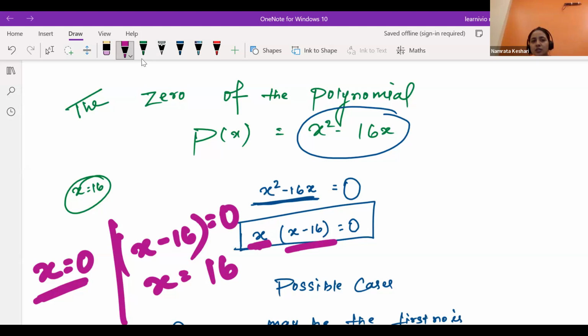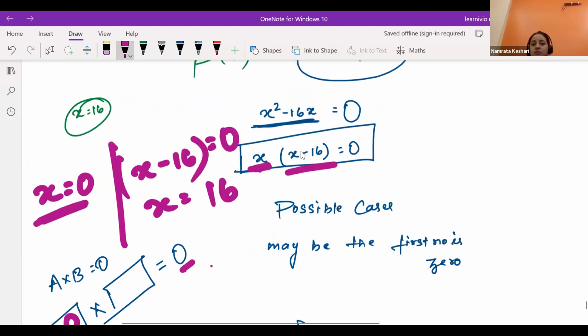So what are we doing? We are solving the equation. I will tell you again what we are doing over here. If you are noting it down, you can note it. I am giving you a few more examples. Can I scroll down?